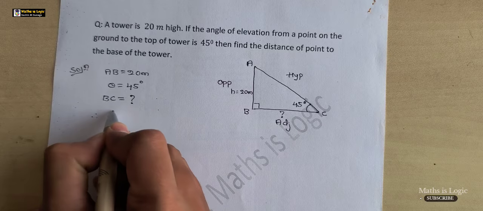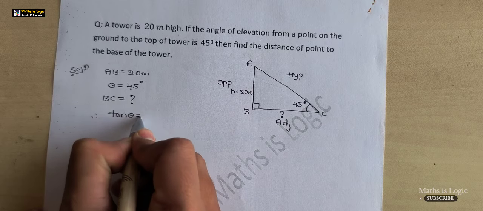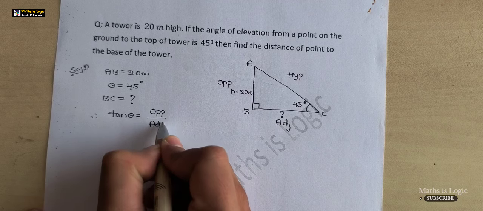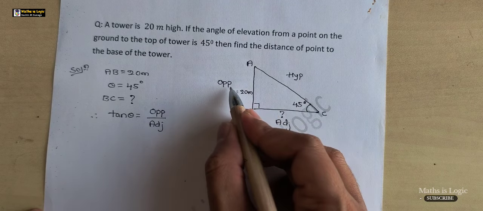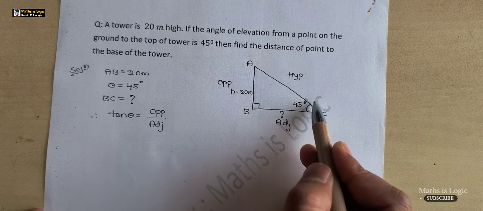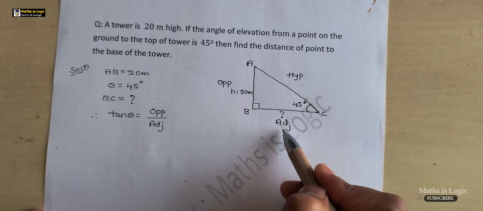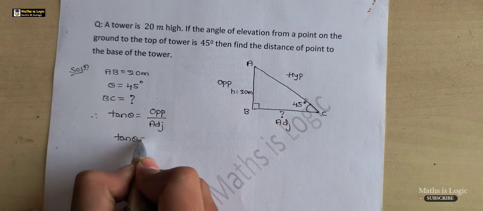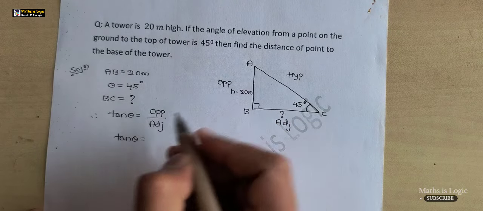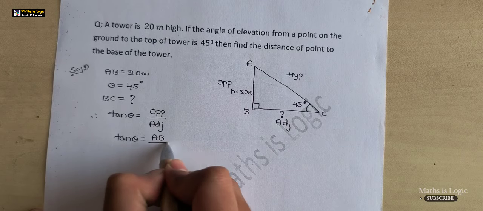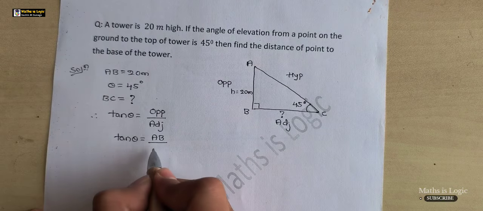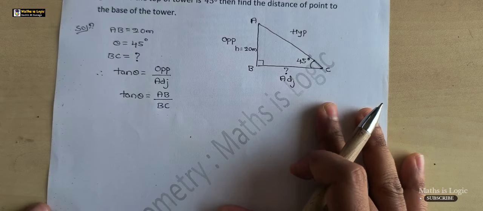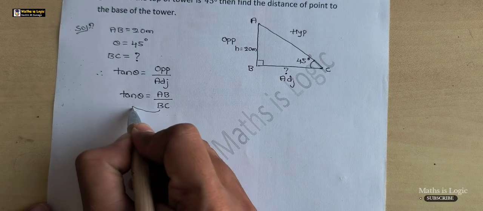Now apply tan theta formula. Tan theta equals opposite side divided by adjacent side, correct? If it is angle theta, this is the opposite side. 90 degree means this is the hypotenuse and the remaining side is nothing but the adjacent side. Therefore tan theta equals opposite. Opposite is nothing but AB divided by adjacent side, which is nothing but BC. So we need BC, correct? Therefore now do the cross multiplication.